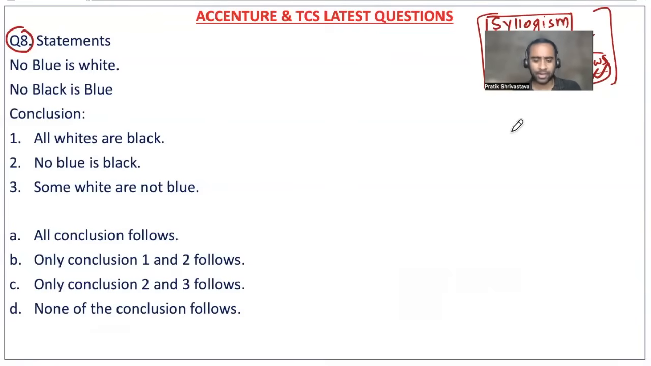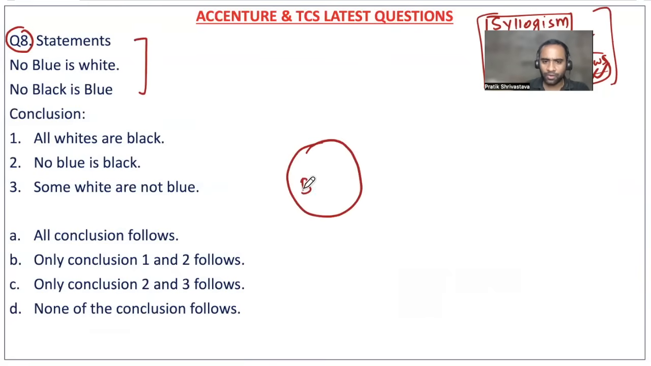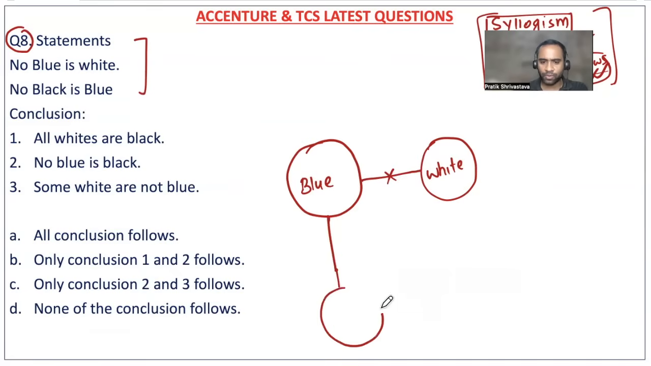If you simply put it, definitely we won't be able to reply. Anyway, now, no blue is white. So blue and white, there is no relation. No black is blue, so black and blue also have no relation. Blue and white have no relation, and black and blue also have no relation.